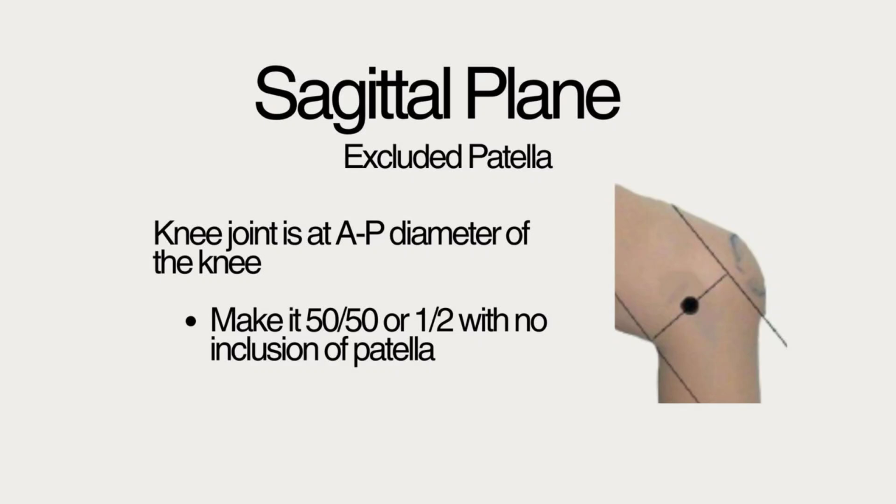To find the knee joint axis, we have two methods. The first is excluding the patella, and the second is including the patella. For the exclude patella position, the knee joint axis is at the anterior-posterior diameter of the knee, and you can use a caliper to make it 50-50, or half, without including the patella, and you can see it in the picture.